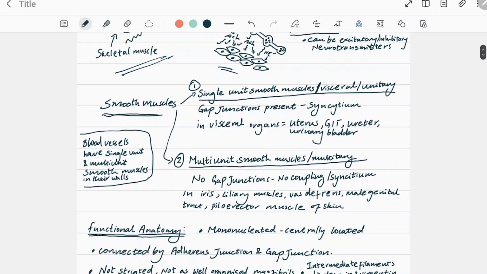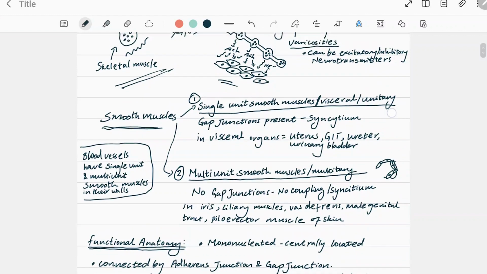Contrast this with multi-unit smooth muscles. What do we have over here? We have smooth muscles that perform a function, but they are not connected via gap junctions. They're not connected via gap junctions. So if you release a neurotransmitter over here, it will stimulate that particular muscle only, but it will not stimulate the surrounding muscles which did not receive any neurotransmitter.